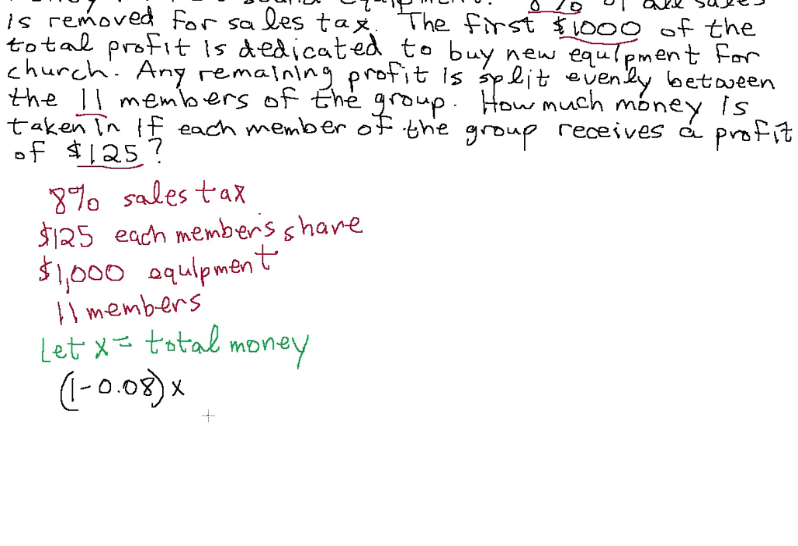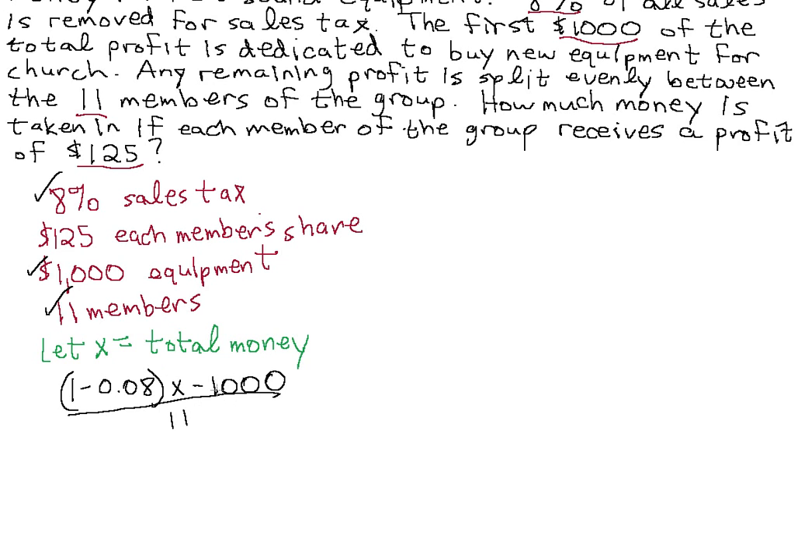Okay, so we multiply by X because we're finding a portion of our total money. All right, so the next to be deducted from our money is $1,000. That's going to go for equipment, and we don't want to forget this. So now we have this expression minus 1,000 for our $1,000. Now the third piece of information is we have 11 members that share the remaining profit. When a quantity is split between a number of people, this is generally a sign of division. So we're going to put all of this and divide it by 11. All this money is going to be divided up between 11 people.